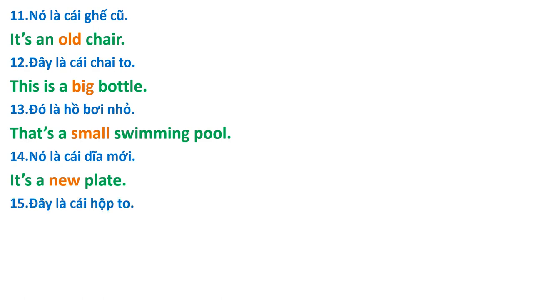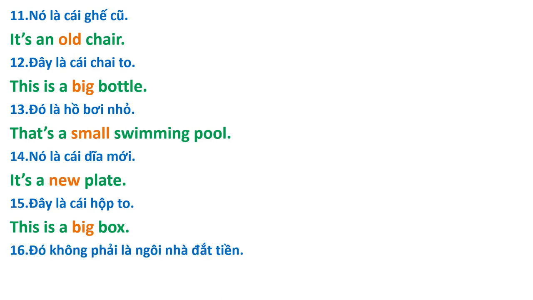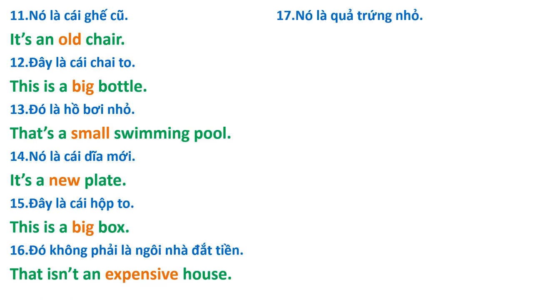Đây là cái hộp to. This is a big box. Đó không phải là ngôi nhà đắt tiền. That isn't an expensive house. Nó là quả trứng nhỏ. It's a small egg.